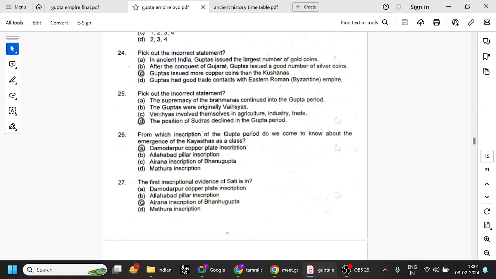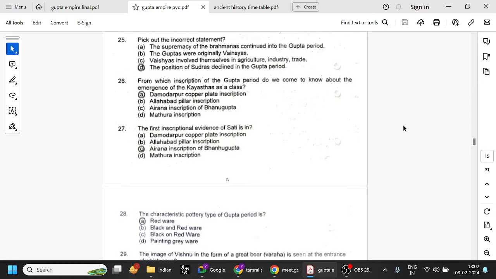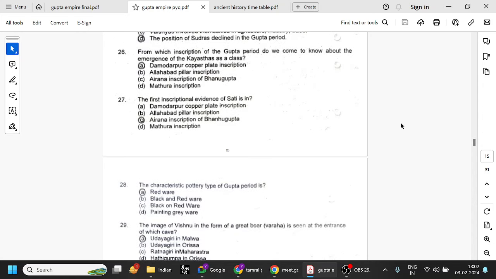So Guptas were Vaishyas and they were involved in agriculture, etc. Position of Shudras was not that bad during the Gupta period. And the supremacy of Brahmanas also continued. Basically, they were Vaishnavites and they followed Vedic religion. In the Gupta period, we come to know about the emergence of Kayasthas as a class. Which inscription? The Damodarpur copper plate inscription. We know there is a class called Kayasthas, mostly in West Bengal, and they were mostly in accounts and bookkeeping, etc. Kayasthas.